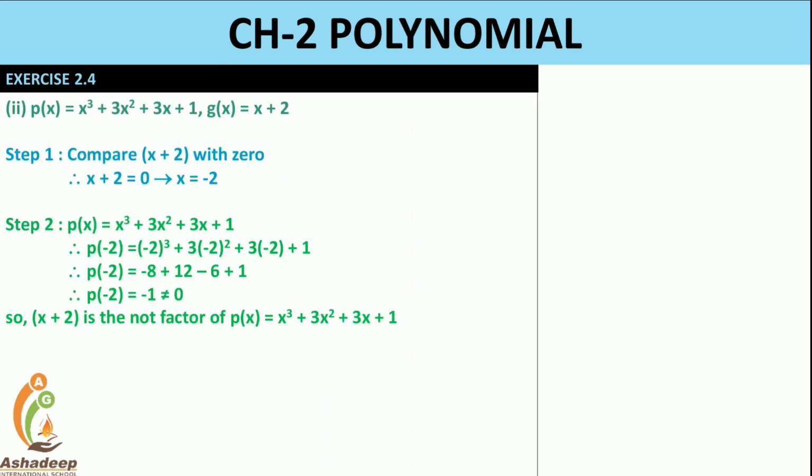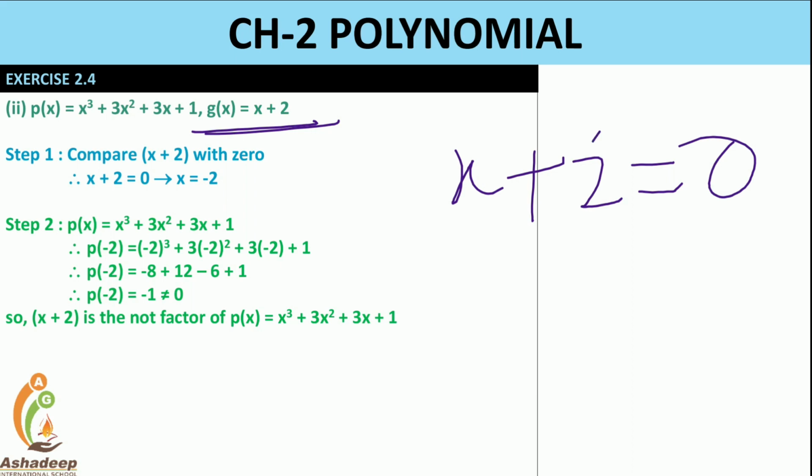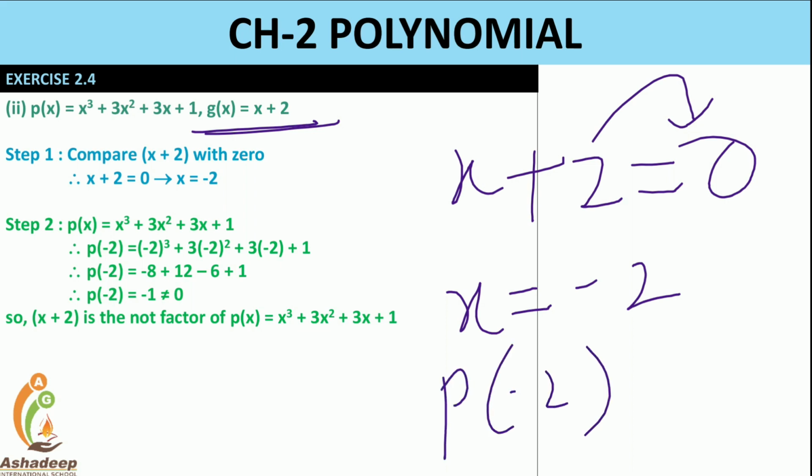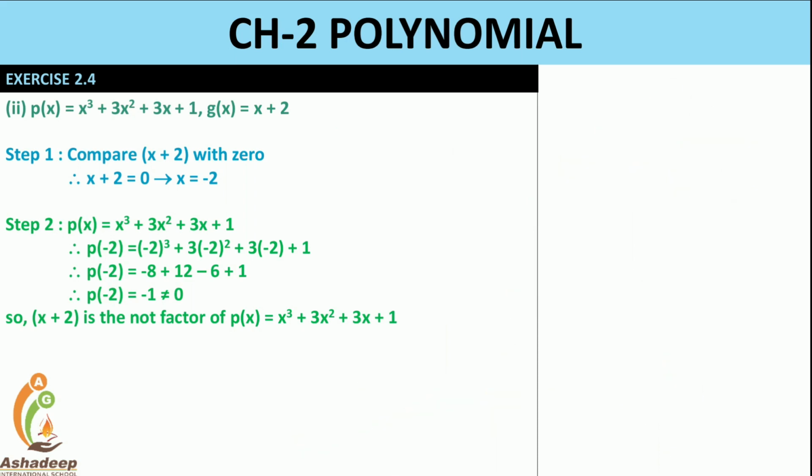Now question number 2. g of x is x plus 2. So x plus 2 is equal to 0. If 2 goes to the other side, it becomes minus. So x is equal to minus 2. So now we need to find the value of p of minus 2. If it is equal to 0, then it is a factor, and if it is not equal to 0, then it is not a factor.